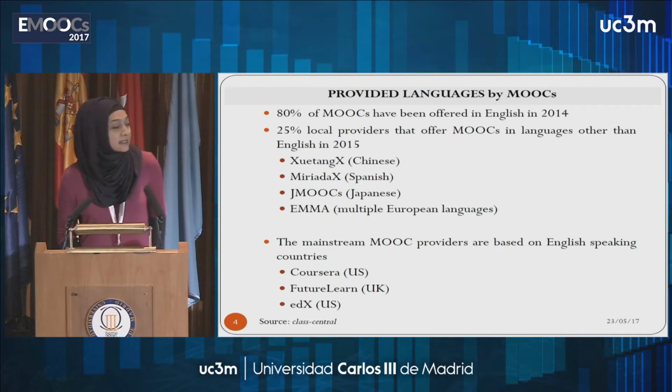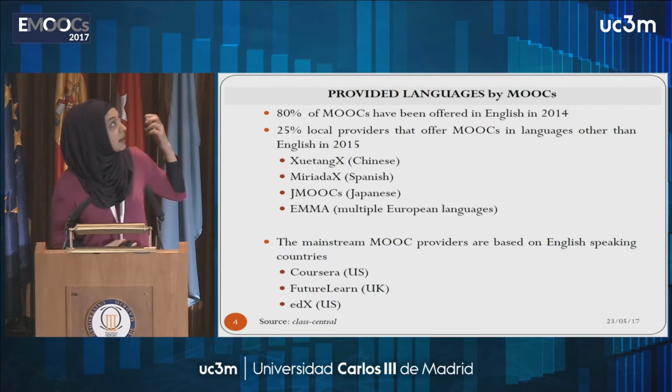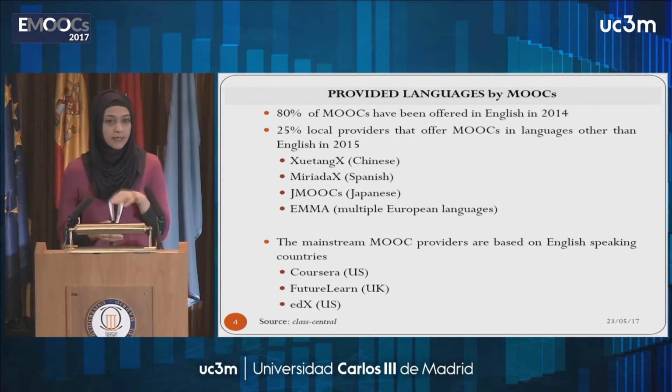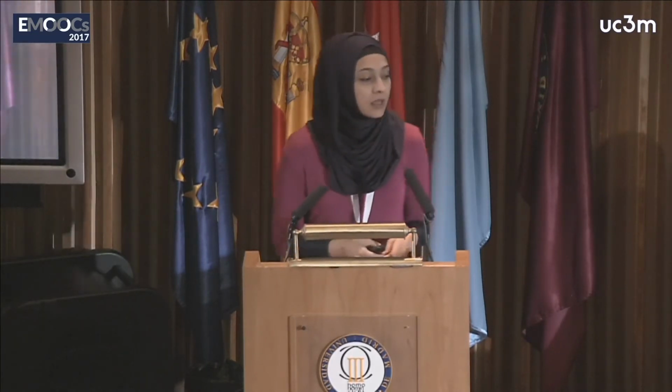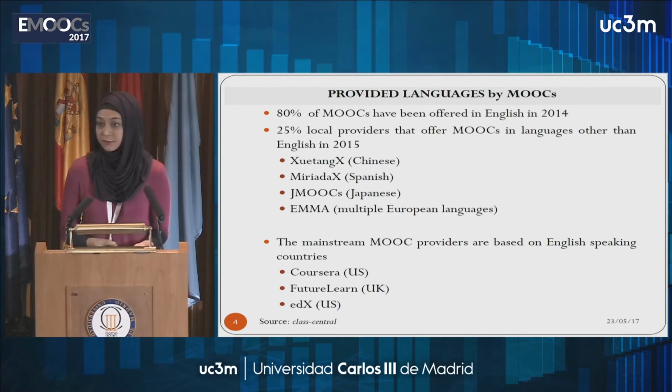I would like to give some statistics about provided languages by MOOCs. In 2014, 80% of the MOOCs were in English, and the rate decreased to 75% in 2015. And there are some local providers like XuetangX in China and Miríada X in Spanish, and there are many other local providers. They are providing MOOCs in different languages. Also, the mainstream MOOC providers are based in English-speaking countries. Those are just three examples: Coursera from the US, FutureLearn from the UK. Even though the majority of the courses they are providing are in English, they also provide some courses in different languages.